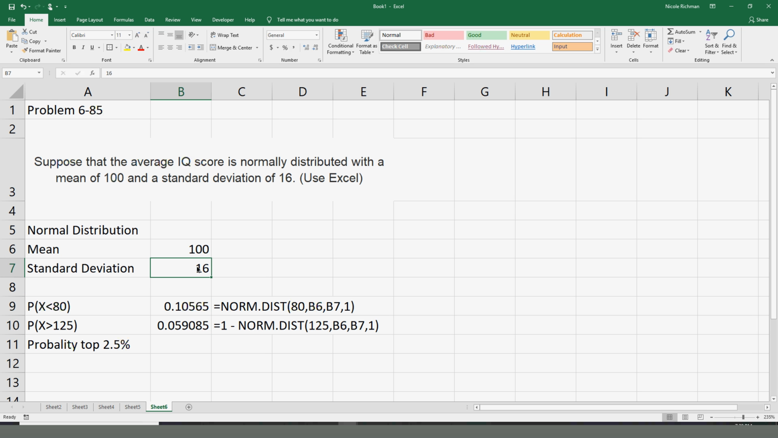So if I had a typo or something, I can just change this. So maybe I read the problem wrong and it's actually 17.